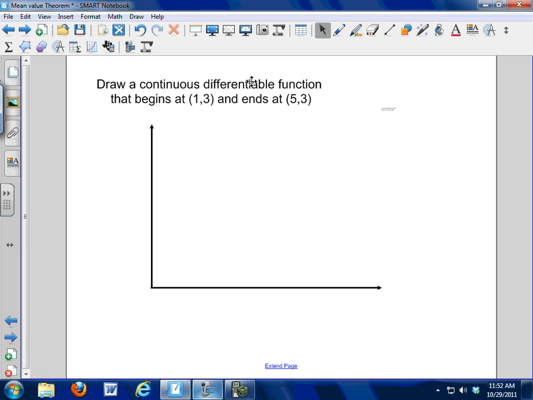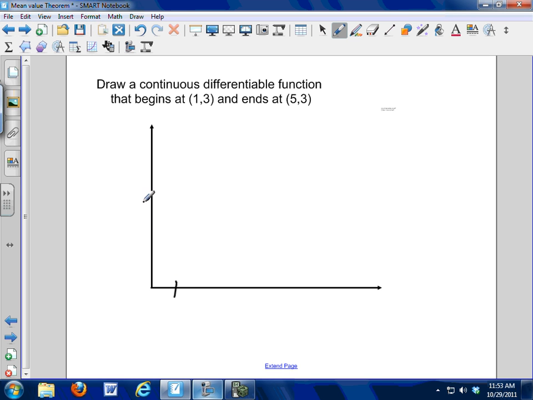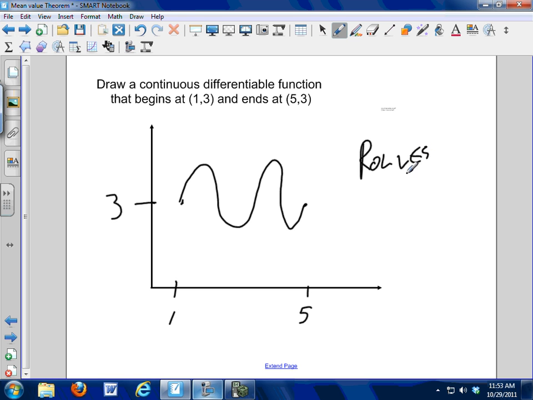So we've done this in class. We drew a continuous differentiable function that started at (1, 3), not to scale, and ended at (5, 3). So we started here, we ended there. We drew a continuous differentiable function, and Rolle's theorem told us that at some point we must have a place where the slope of the tangent line is 0.